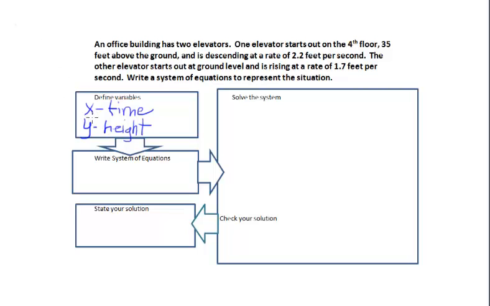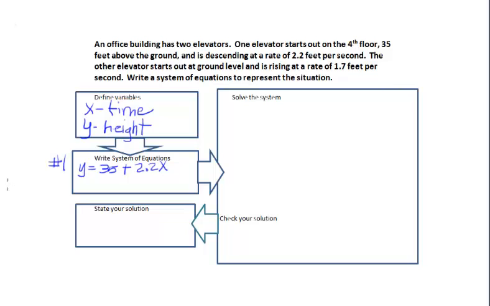Now we just have to write a system. So let's make our first equation for elevator number 1. Okay, the height of elevator number 1 equals the initial height. It starts out at 35 feet above the ground, plus the rate of change, 2.2 feet per second, times how many seconds it traveled. So given this equation, I could tell you the height of that elevator for any given time, or I could tell you after how many seconds how high the elevator was. Okay, so that's your first equation revolving around elevator number 1.